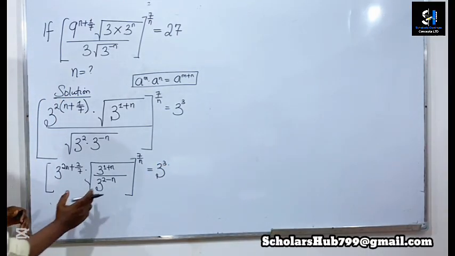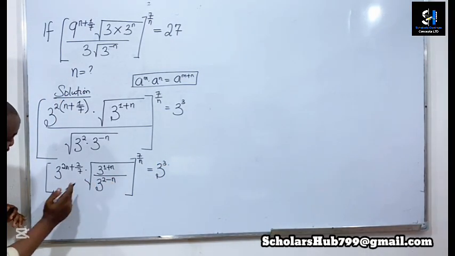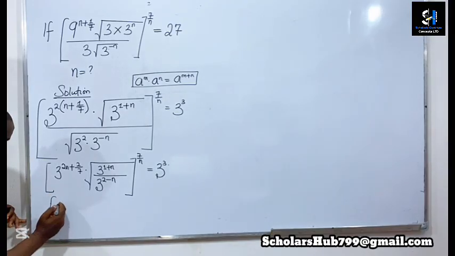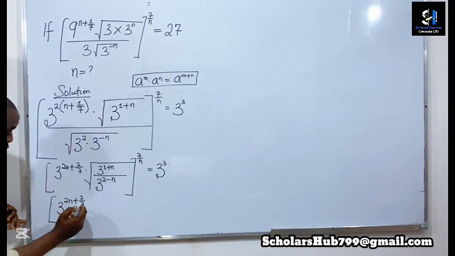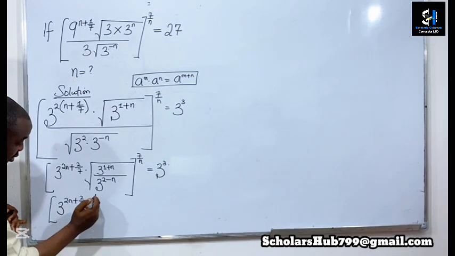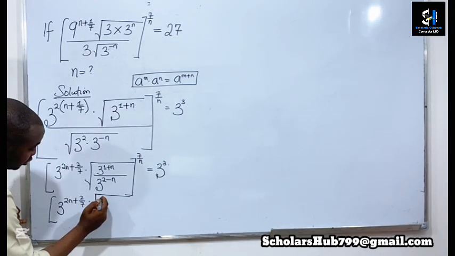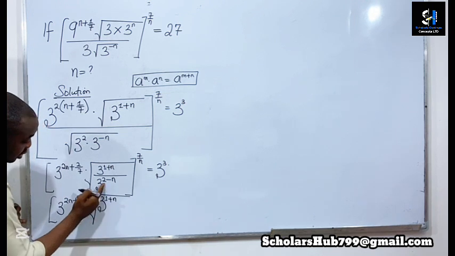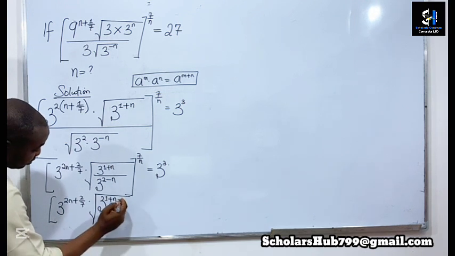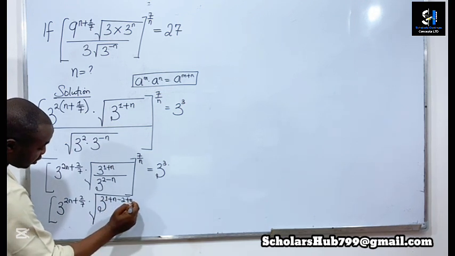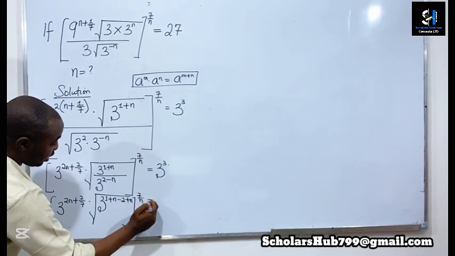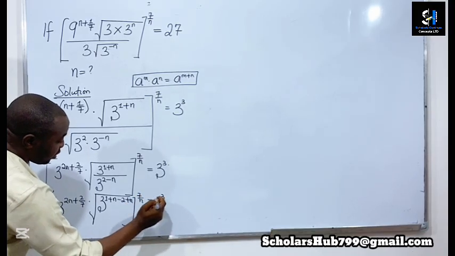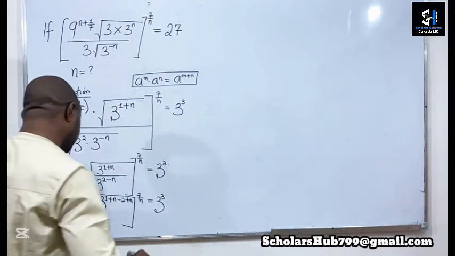Now in this case, let me simplify this. This is going to be 3 raised to the power of 2n plus 2 over 7 multiplied by 3 raised to the power of 1 plus n. So this will be subtracted from this, minus 2, plus n. Then raised to the power of 7 over n equals 3 raised to the power of 3.